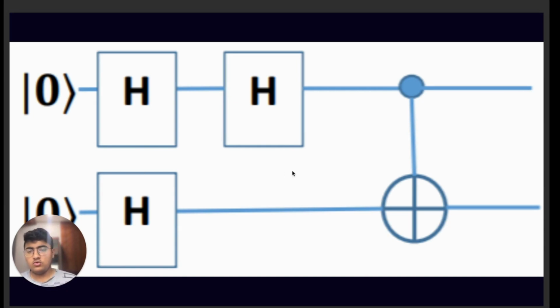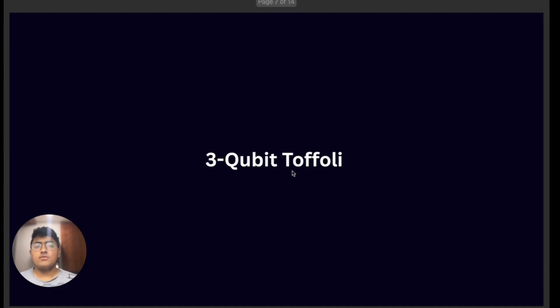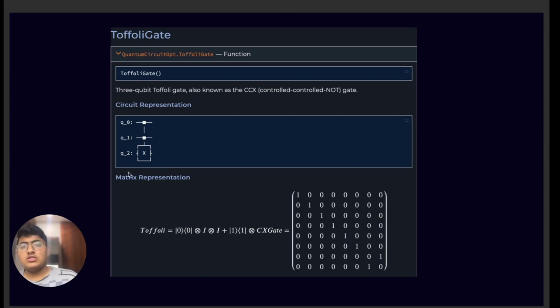Now let's move on to Toffoli. 3 qubit Toffoli. As you can see here, this is a 3 qubit Toffoli gate, which is also known as the CCNOT gate. This is the visual representation of its circuit, and this is the matrix representation of the Toffoli or CCNOT gate.